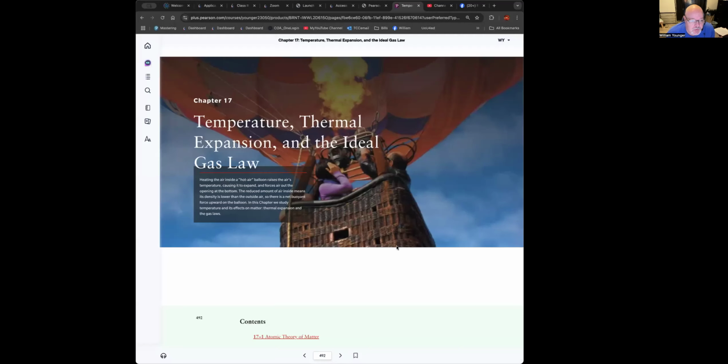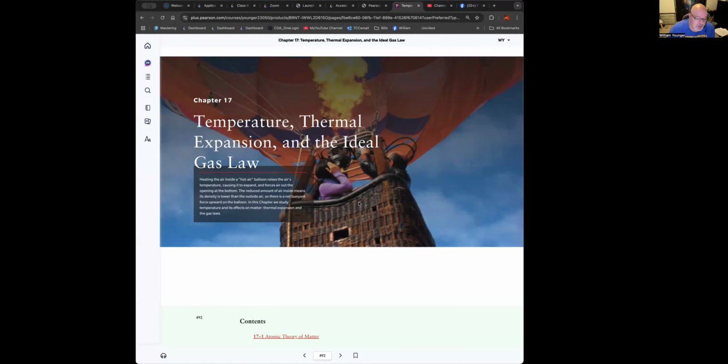So let me share my screen for a second just to show you what chapter 17 is supposed to cover, and then we'll go into using my iPad to work problems and stuff of that sort. A lot of this chapter is about the explanation of the atomic theory of matter, so we're going to address that as well. But here we go. So this is chapter 17 of our physics textbook. It says temperature, thermal expansion, and the ideal gas law. In fact, it sort of is an intro to what I called the atomic theory of matter for obvious reasons.